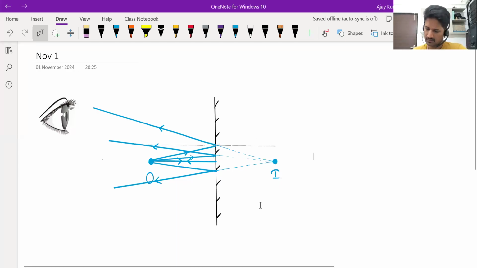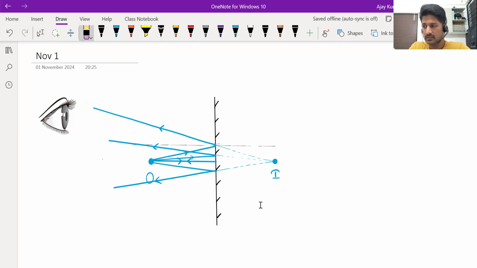Okay. Now, see, basically image location is the common point from which the reflected rays pass. Now we have drawn some reflected rays here. I'll call them R1, R2 and R3.